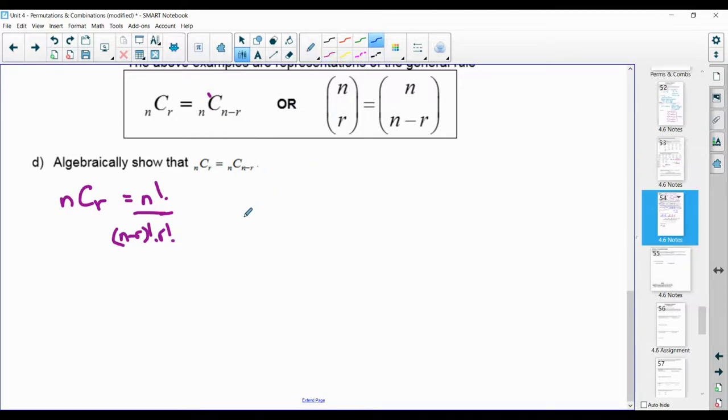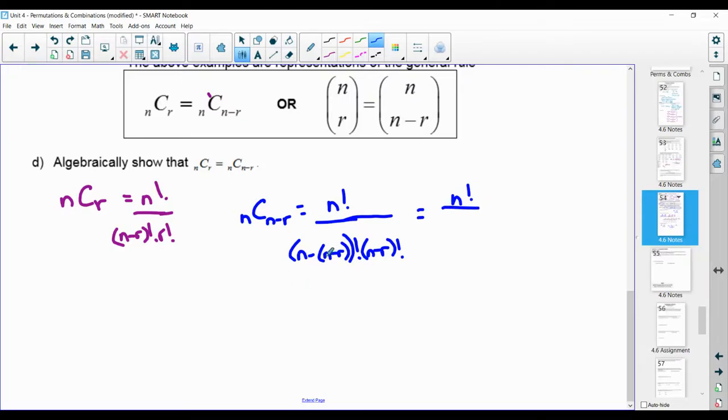So if we start off with n choose n minus r, that's going to give us n factorial over n minus r factorial times n minus r factorial. Now if we simplify that down, that gives us n factorial over n minus n, which is just 0, and a negative r is a positive r, so r factorial, and n minus r factorial. And again, knowing that multiplication order doesn't matter, we can rewrite that as n minus r factorial times r factorial.